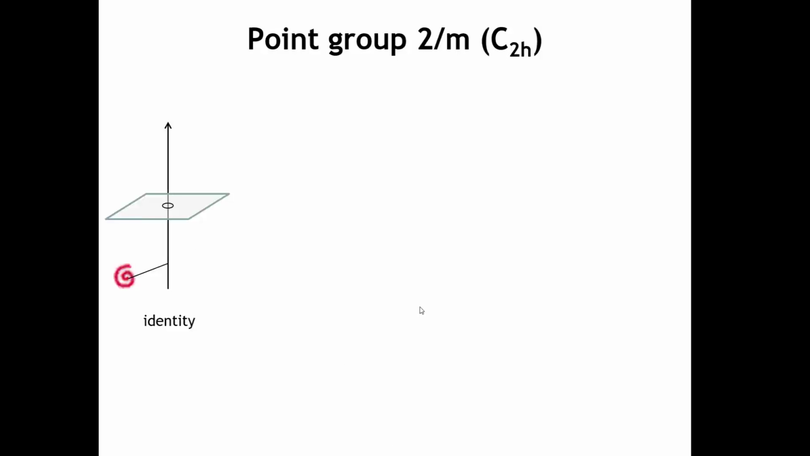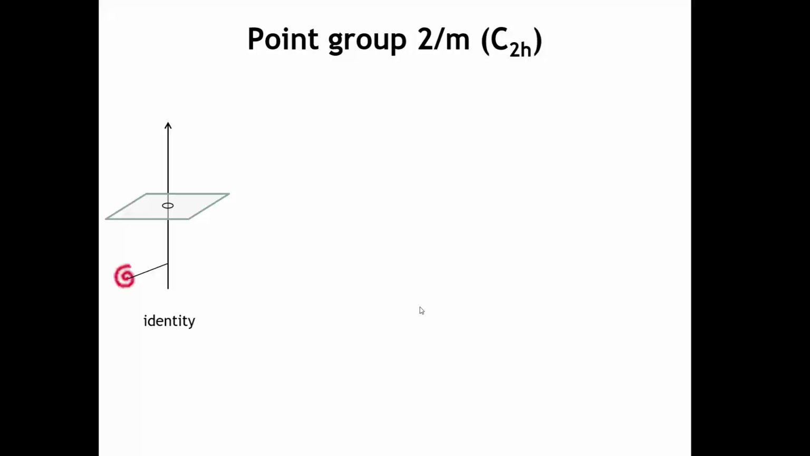So to illustrate these properties of a point group, let's look at an example. We're going to look at point group 2/m. That's its name in the Hermann-Mauguin symbolism. If you're still thinking in Schoenflies symmetry, it would be point group C2h. Now, the name 2/m tells us that we have a twofold rotation axis and a mirror plane perpendicular to that rotation axis.